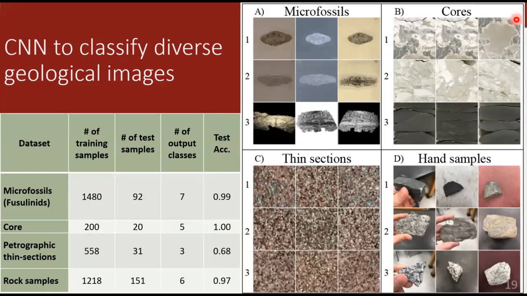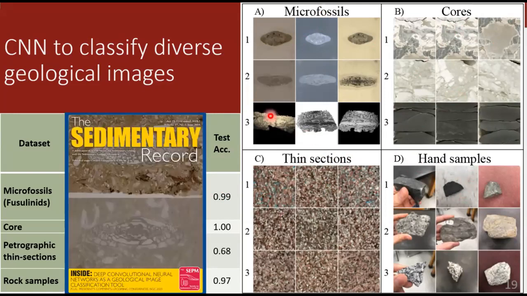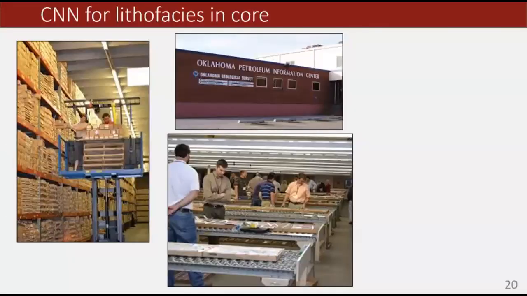There are several applications that can be done with this technique, right? And these are some examples of applications in which we were successful applying them. So we used CNNs for classification of microfossils and core images and thin sections, and also hand samples. And I'm going to quickly walk you through some of these examples.